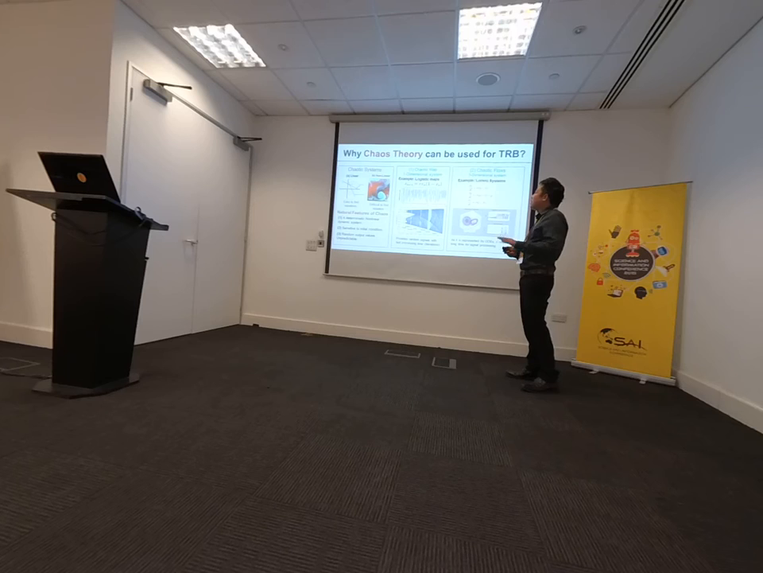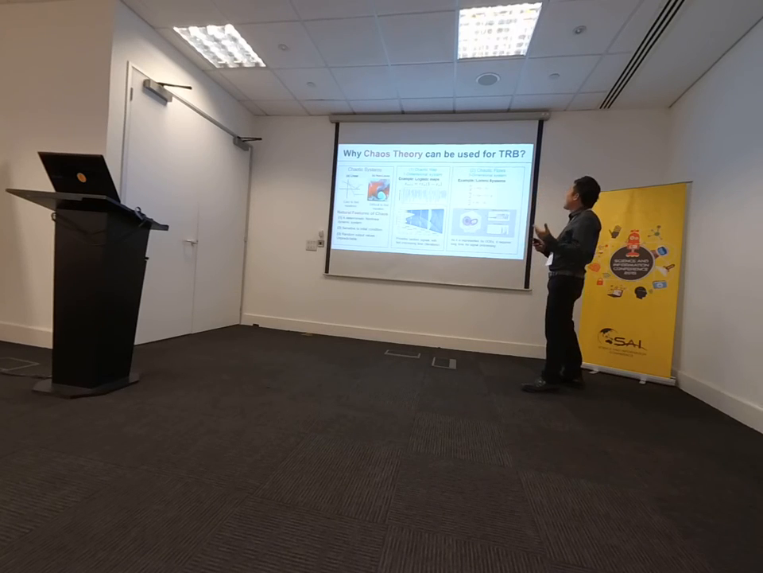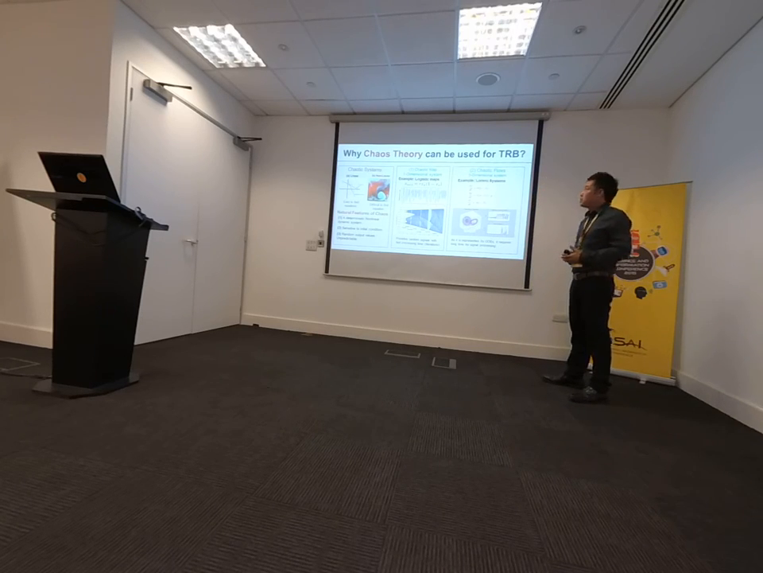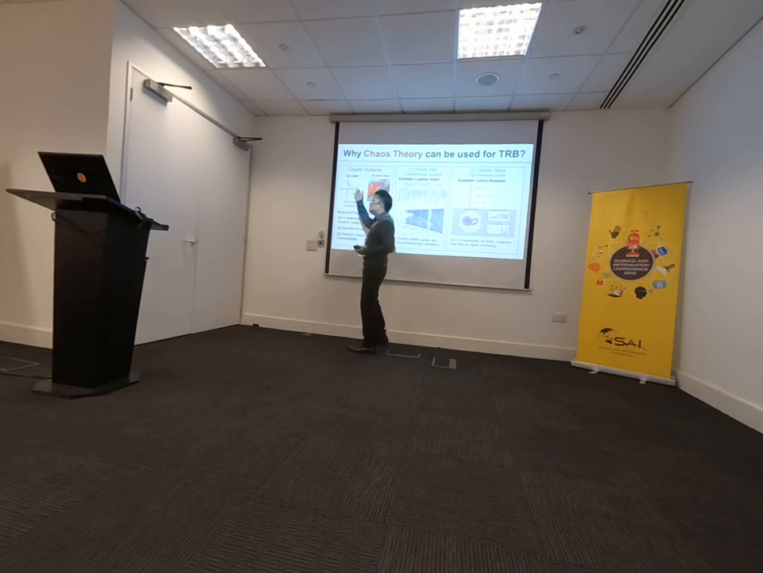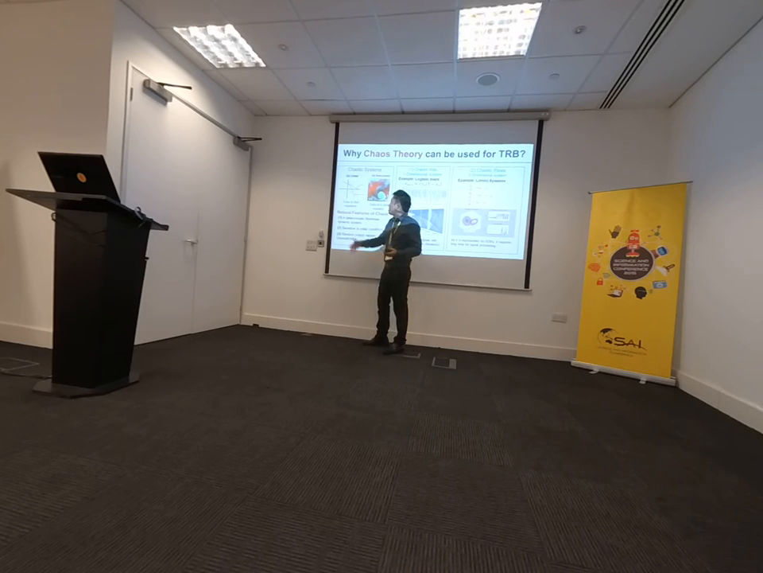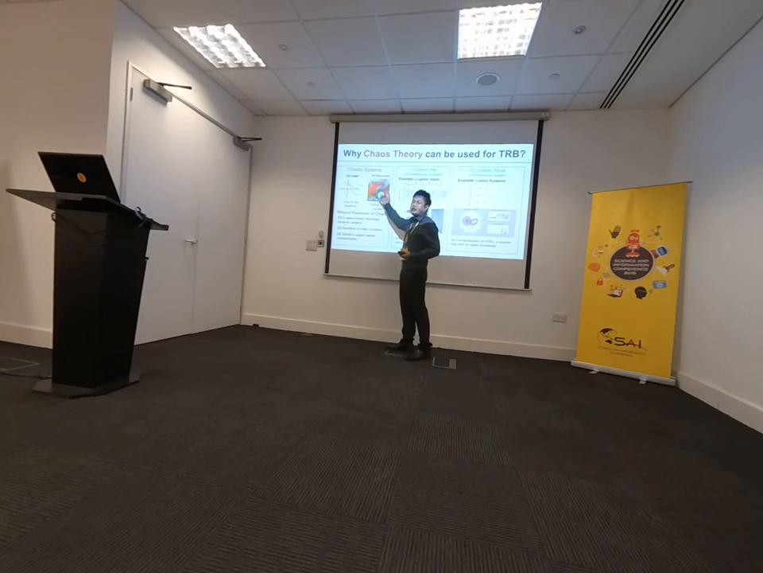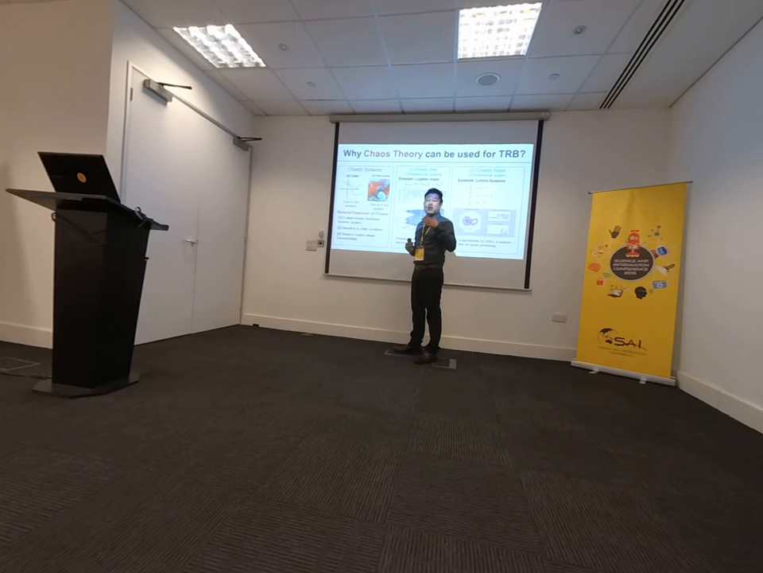But before that, I would like to tell you why chaos theory can be used for the true random bit generator. Let me tell you about the chaotic system. When we talk about a linear system like this, everybody could guess the answer very easily because you can get the equation very easily, right? But for a nonlinear system, like clouds, it is very difficult to find the equation. So chaos theory gives you a deterministic system.